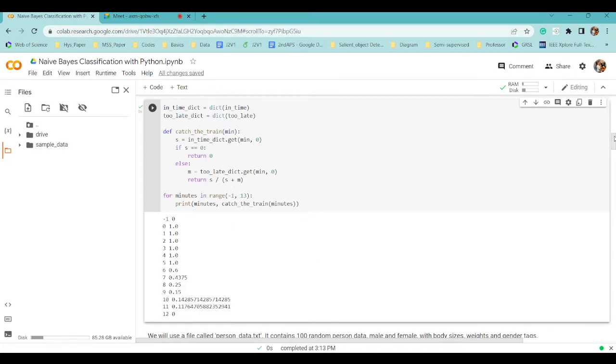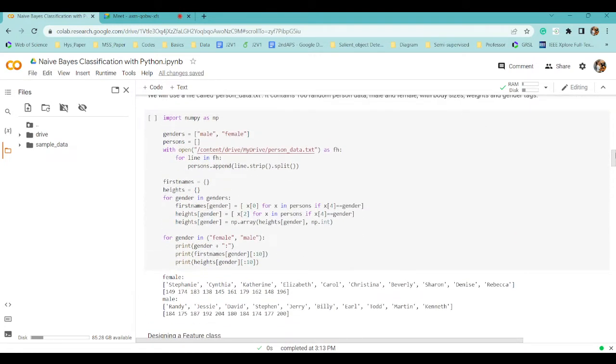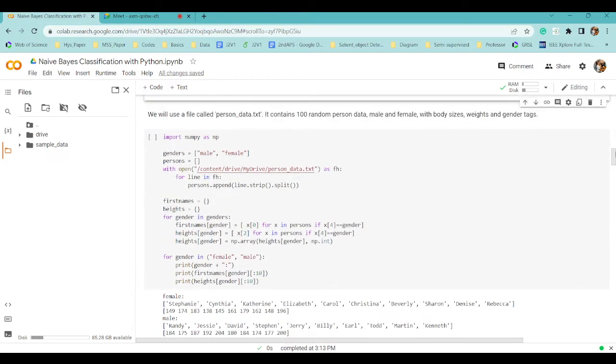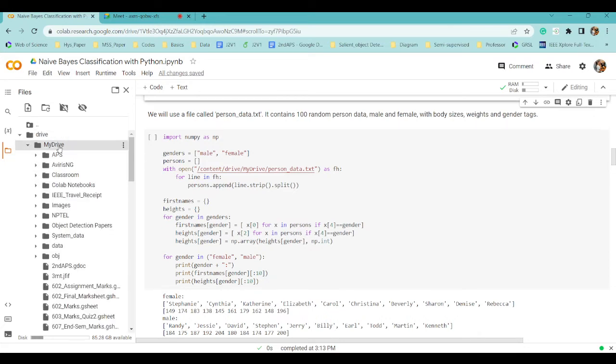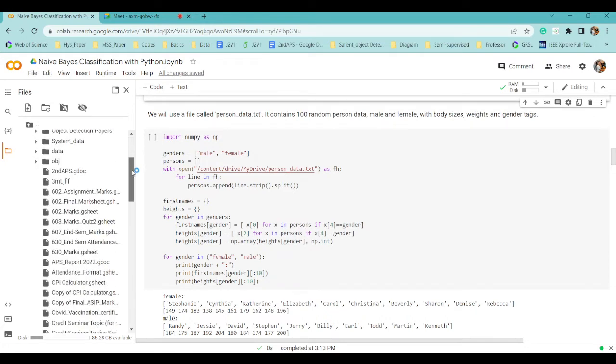So now I'm taking another data set, which is person data.txt. It has a different set of data: male, female, their body sizes, their weights, and gender tags. If I can show you the data set, wait, I'll just try to show it to you. Maybe with that you can get an idea of how the data set looks.